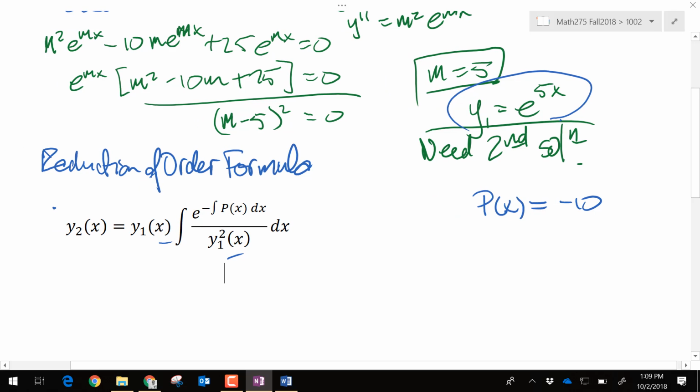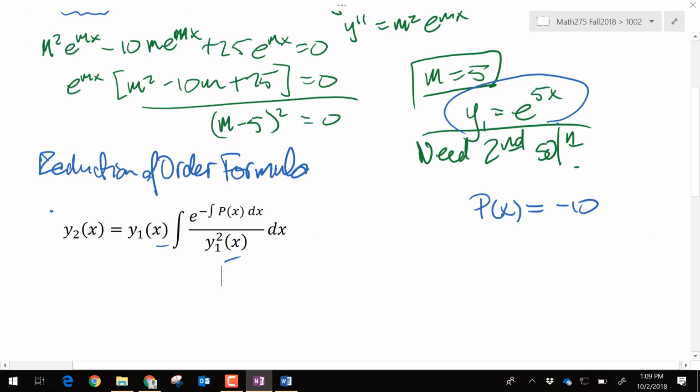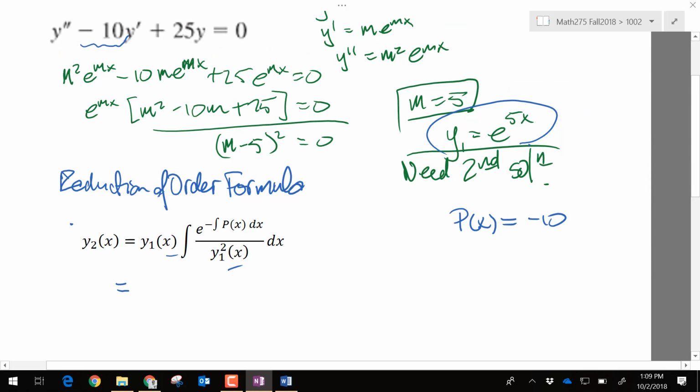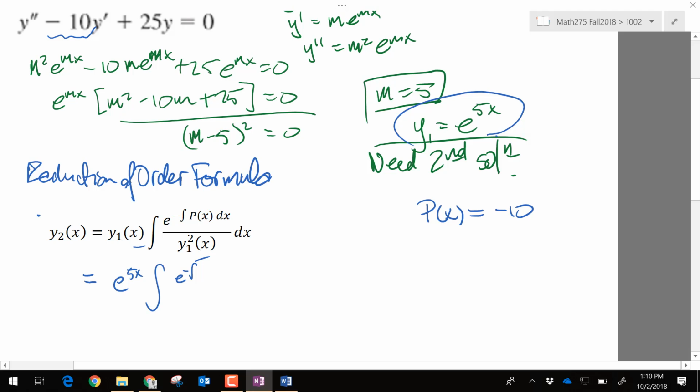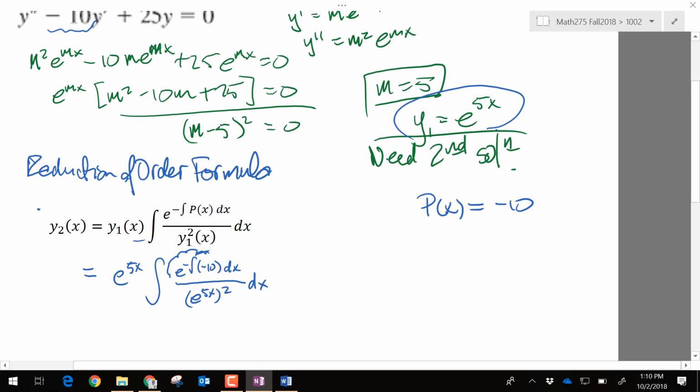So here's our formula. We have y1 and we have p, so let's try it out and see if it'll work. So to find our y2, we got e to the 5x, and then now we need to integrate e to the minus the integral of -10 dx divided by e to the 5x squared dx. So we kind of need to do this first.